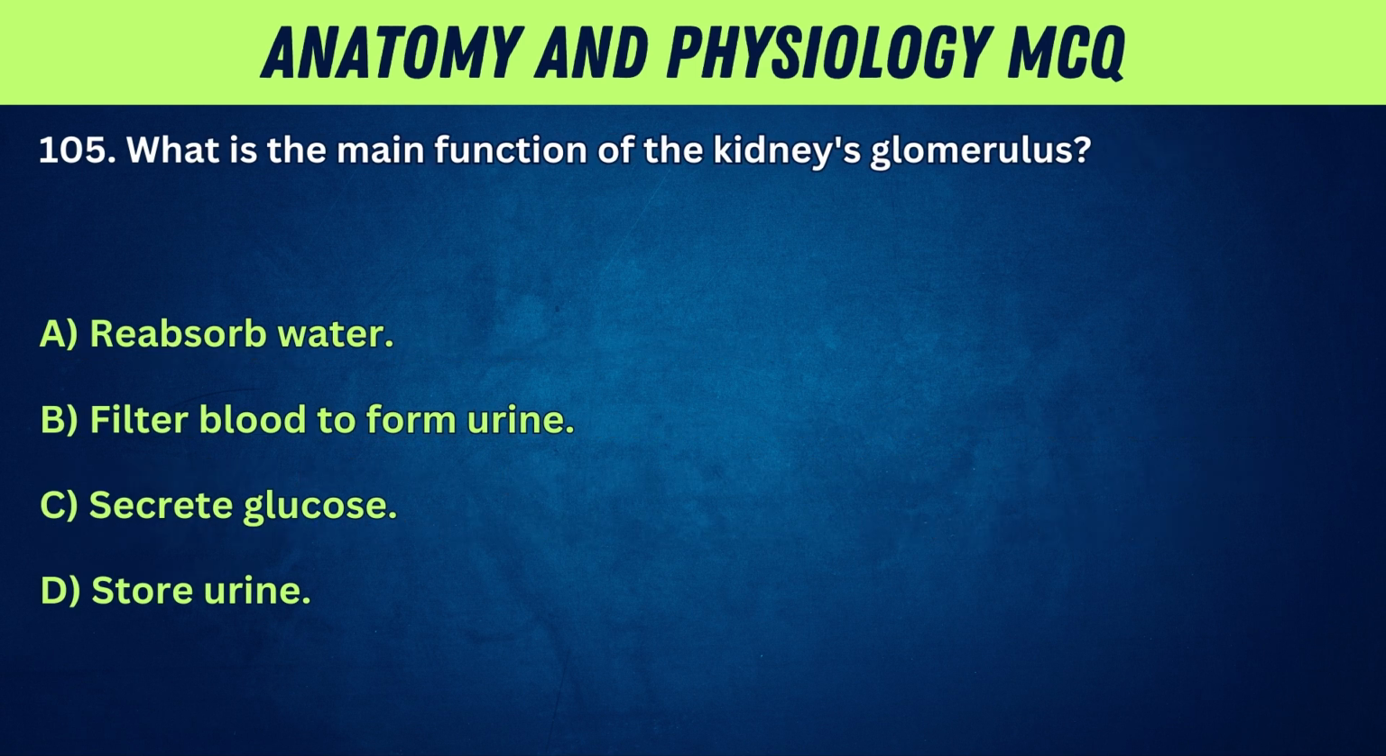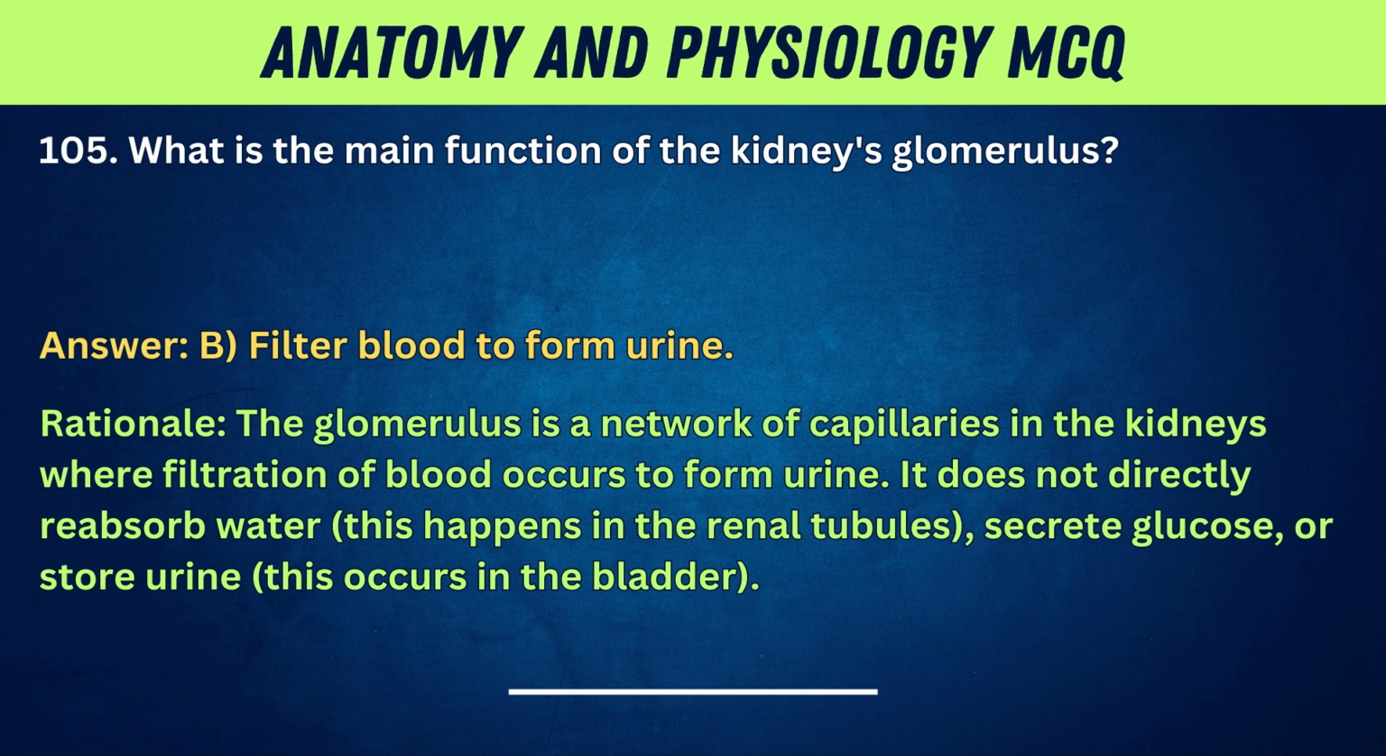105. What is the main function of the kidney's glomerulus? A. Reabsorb water. B. Filter blood to form urine. C. Secrete glucose. D. Store urine. Answer: B. Filter blood to form urine. Rationale: the glomerulus is a network of capillaries in the kidneys where filtration of blood occurs to form urine. It does not directly reabsorb water. This happens in the renal tubules, secrete glucose, or store urine.